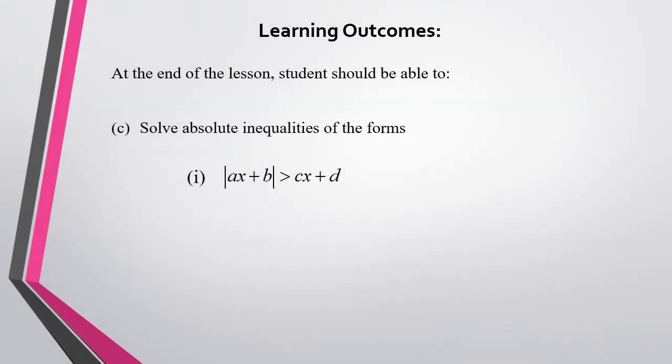Okay, for the second part of this lecture, at the end of the lesson, students should be able to solve absolute inequalities. For the first one, which is in the form of absolute ax plus b greater than cx plus d, both sides are linear with absolute value on one side only. So this is the first part. We will have another 3 parts on the next lecture.